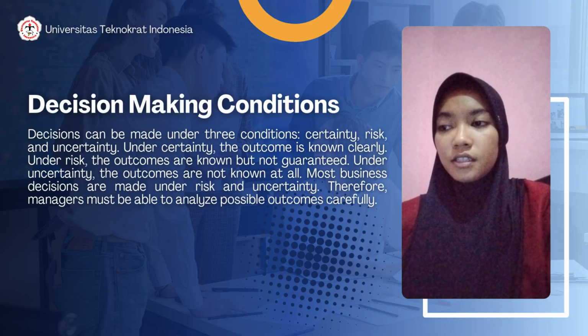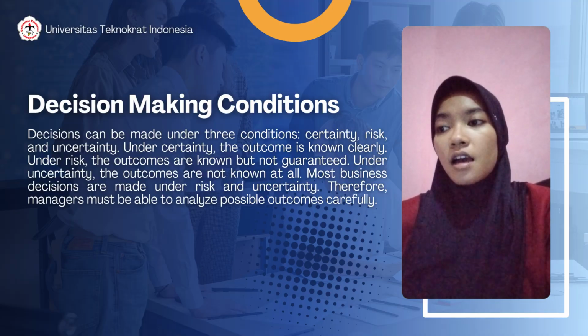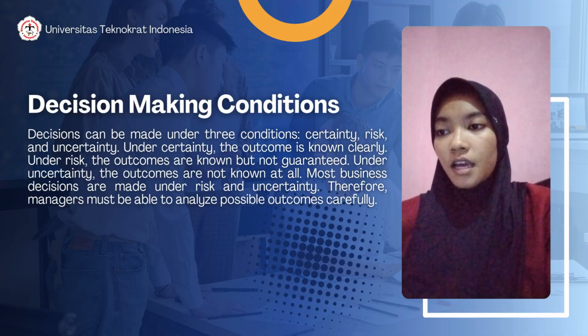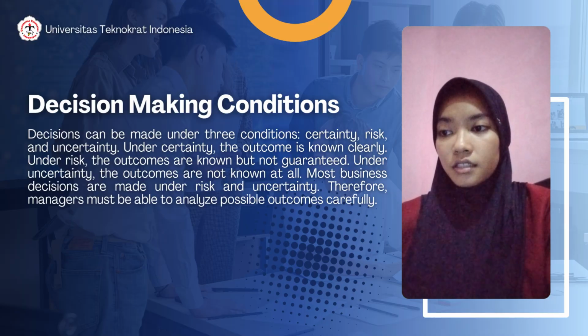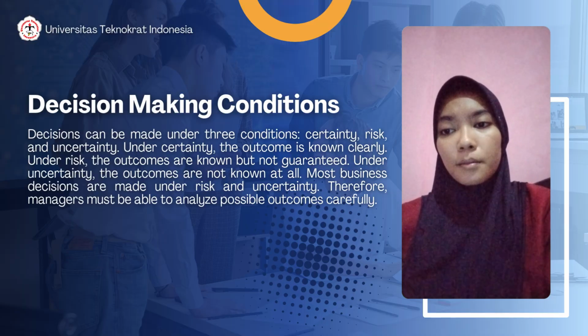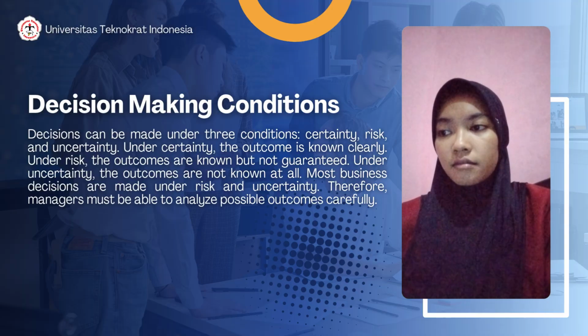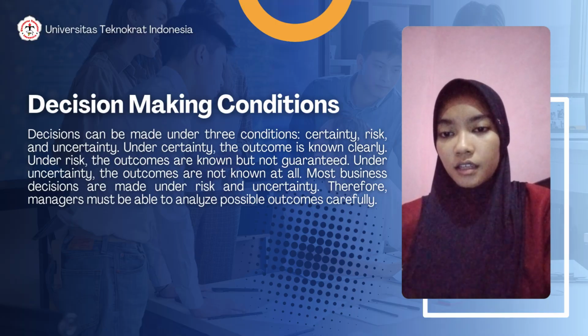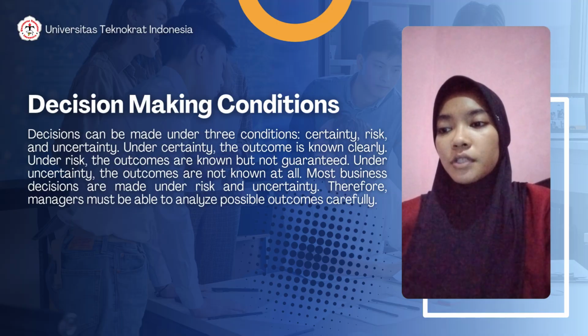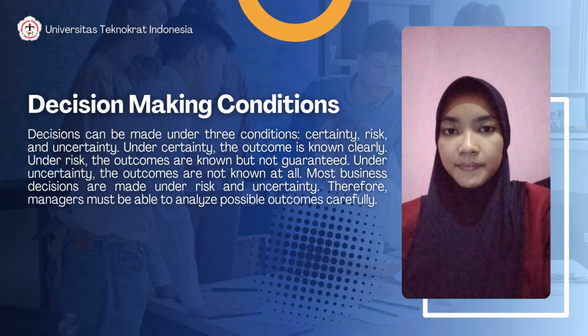Next, decision-making conditions. Decisions can be made under three conditions: certainty, risk, and uncertainty. Under certainty, the outcome is known clearly. Under risk, the outcomes are known but not guaranteed. Under uncertainty, the outcomes are not known at all. Most business decisions are made under risk and uncertainty. Therefore, managers must be able to analyze possible outcomes carefully.